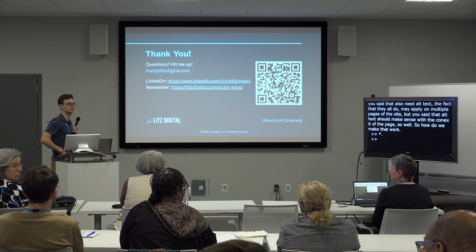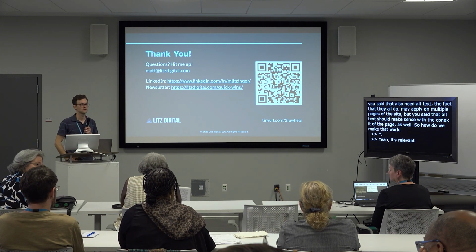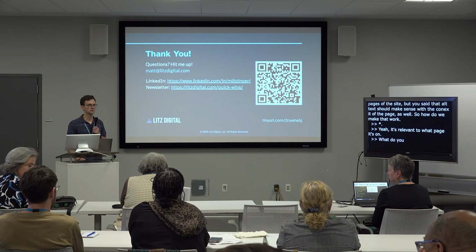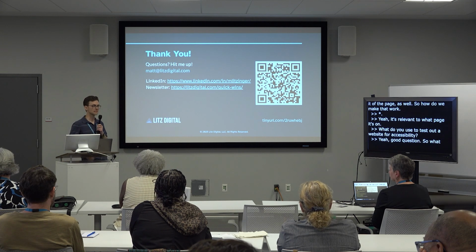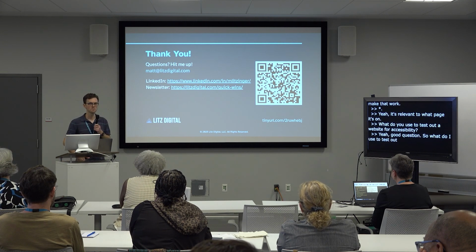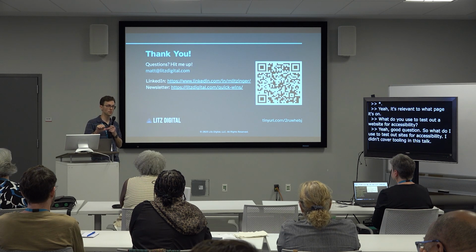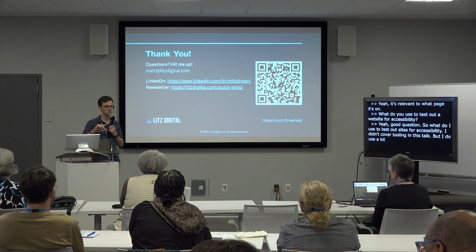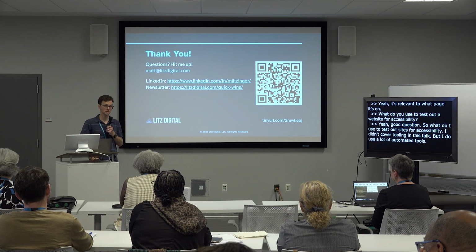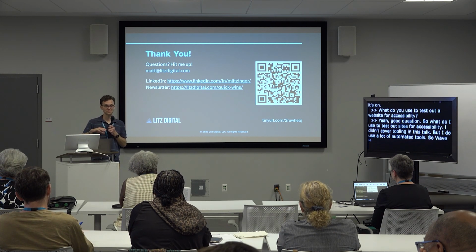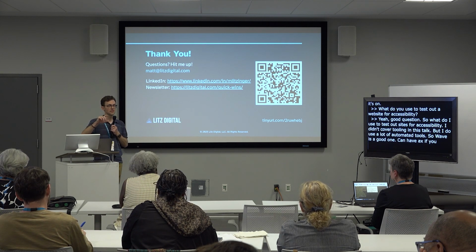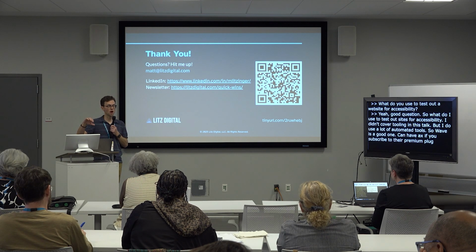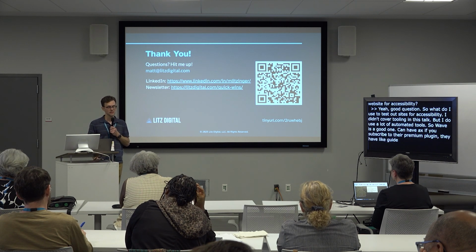What do you use to test out a website for accessibility? Good question. I didn't cover tooling in this talk at all, but I do use a lot of automated tools. So Wave is a great one. Axe has a DevTools extension that you can add that's really helpful, that scans your whole page. If you subscribe to their premium plugin, they have guided audits that can walk you through, which is helpful.